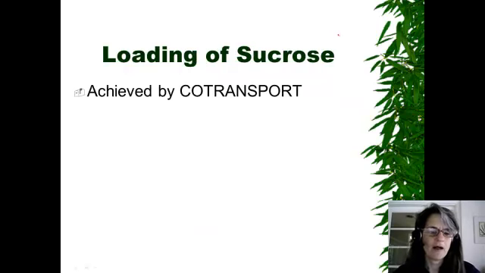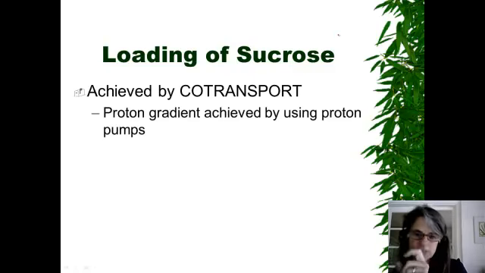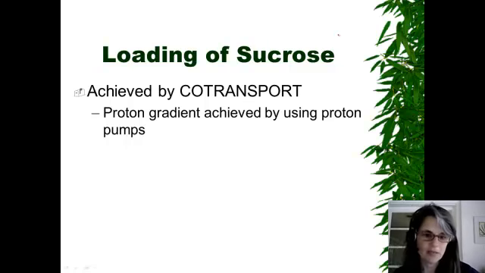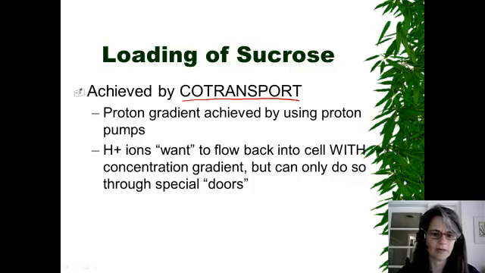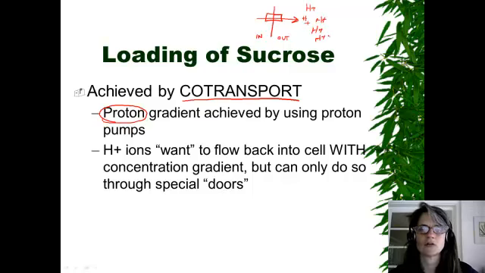Now, the loading of sucrose into the phloem cells from the photosynthetic cells in the leaf where it's actually made is achieved by something called co-transport. We talked about this a long time ago. No doubt you've forgotten. I don't blame you. Essentially, we're going to use proton pumps. So here's a cell membrane, and that's a proton pump. Let's say this is inside and this is outside of the cell membrane. This proton pump is going to pump protons, let's say in this direction, so we get a bunch of protons out here, a high concentration of protons.